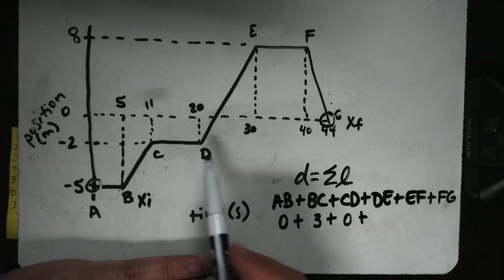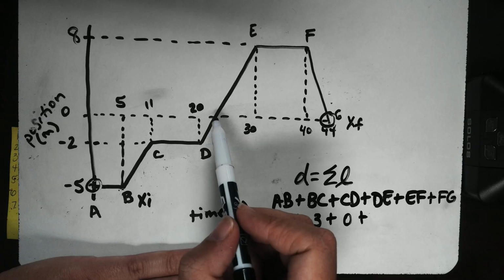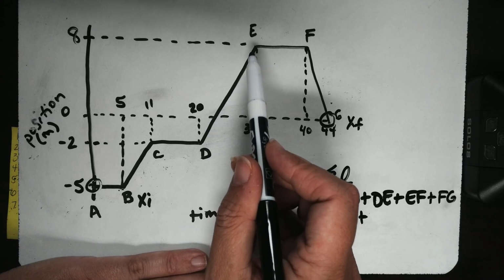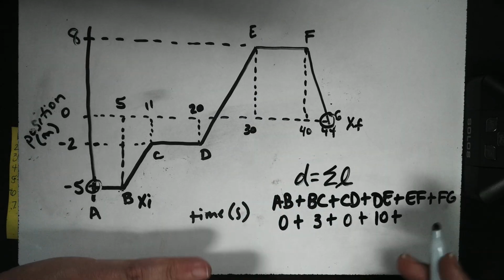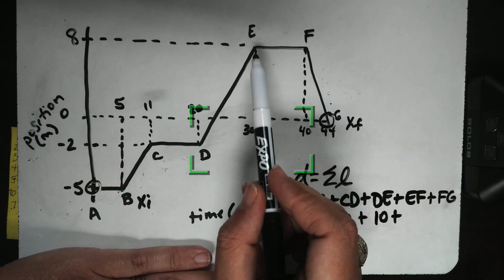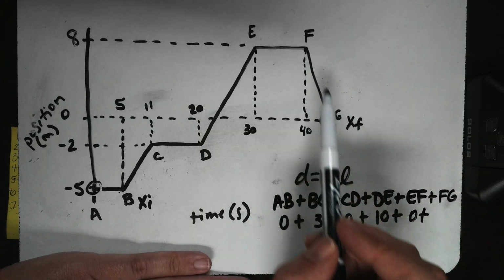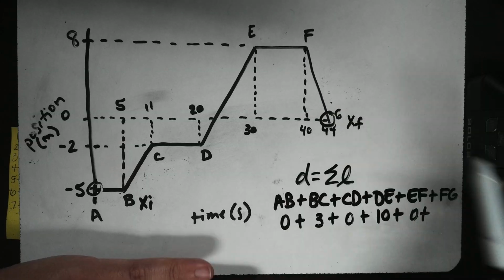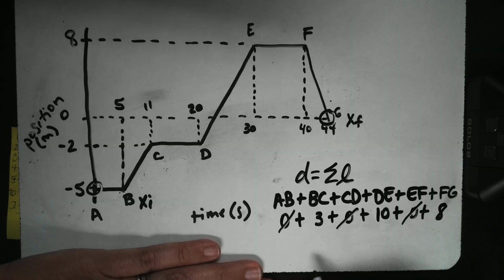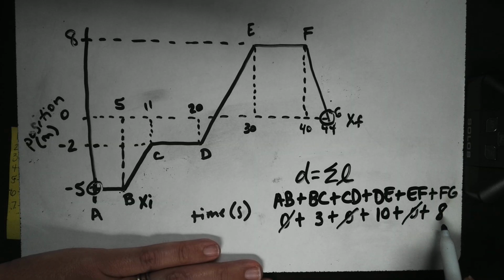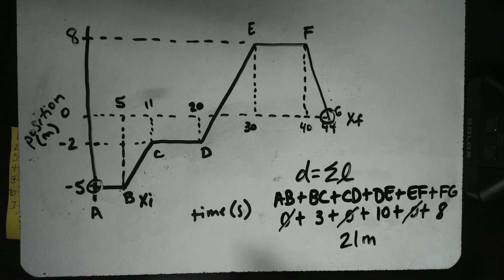D to E, I went from -2 up to 8. If you count, 1, 2, 3, 4, 5, 6, 7, 8, 9, 10, we went up 10 total for DE. E to F, we were at 8, we stayed at 8, we did not move. And finally F to G, we went from 8 down to 0, so that's another 8. Don't worry about all the zeros, so it's just 3 plus 10 plus 8, so 13 plus 8 is 21 meters. That's my overall distance, and that's how you do that.